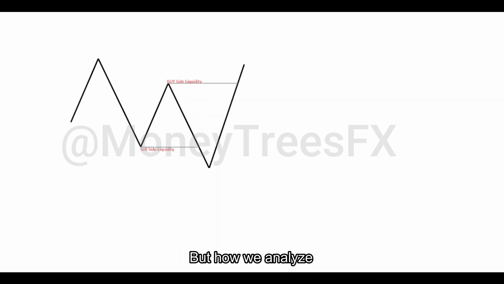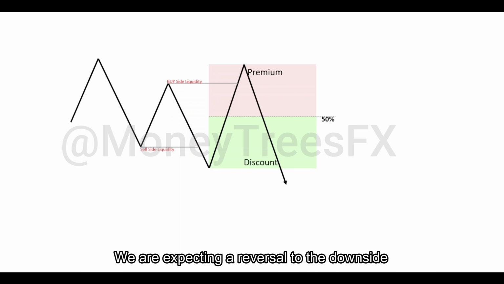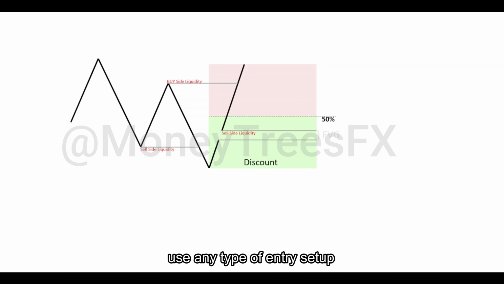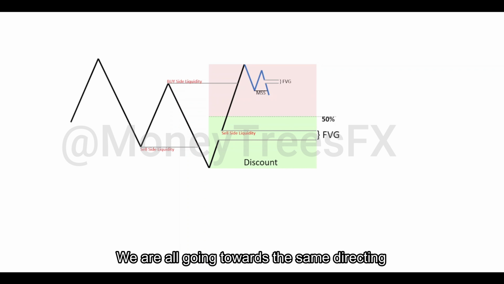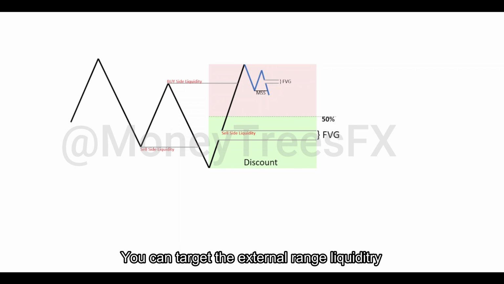But how we analyze, we frame our trading range from premium to discount after having both sides of the liquidity taken out. So from here, we are expecting a reversal to the downside. This is when you can use any type of entry setup, because at the end of the day, we're all going in the same direction. What matters is that you are able to exit in discount, either the 50% level, or the first short term low in discount, or the fair value gap, because it's also liquidity. If you're the Incredible Hulk, you can target the external range liquidity.